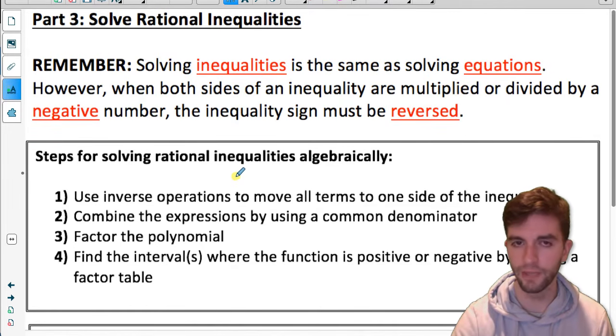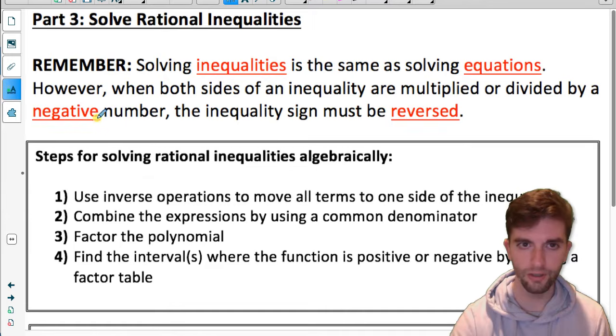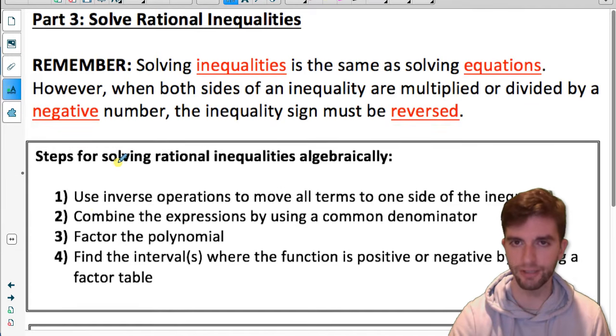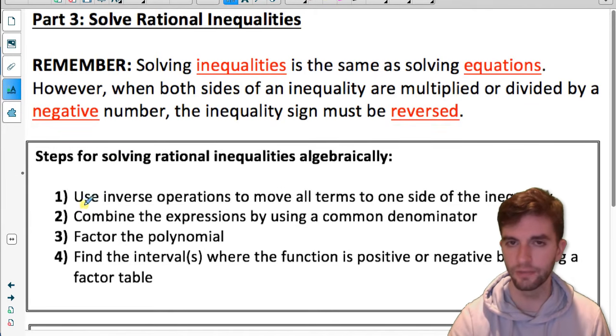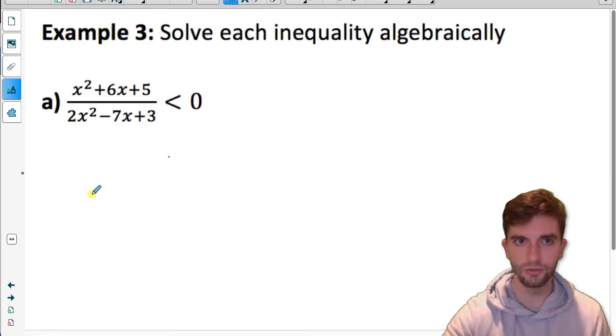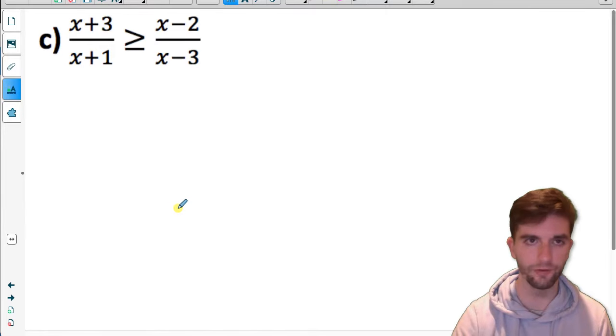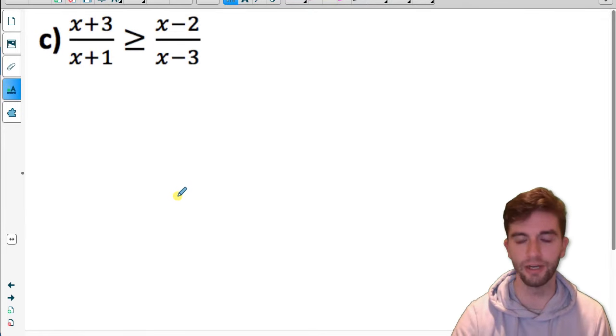That was fine. But if we got higher degree inequalities, like degree 2, degree 3, or so on, we figured out that it might be easier to solve them graphically or by making a factor table. So what are we going to do for these types of inequalities? Well, we're not going to try and solve these algebraically like equations and then follow that rule of reversing the inequality when we multiply or divide by a negative.